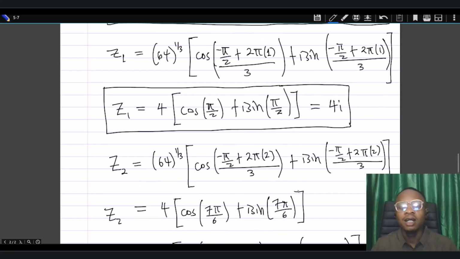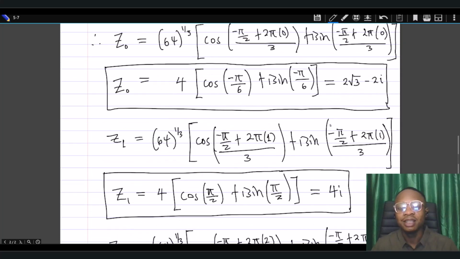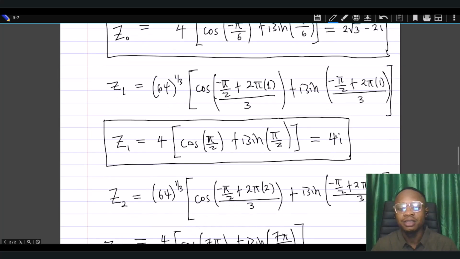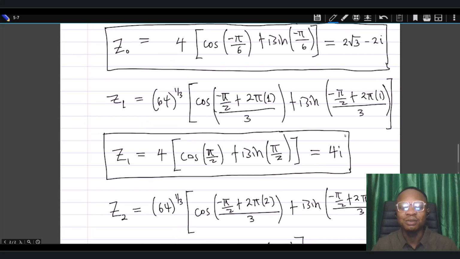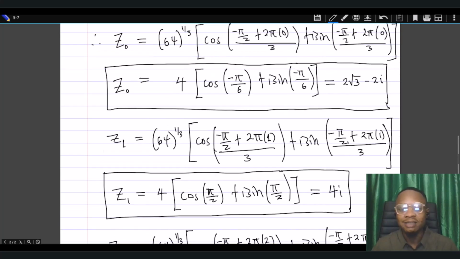And of course that is evident for this one. By the time we raise this to the power of 3, for instance, raise this to the power of 2, this will be 16, then i squared, and that is minus 16. Then when we multiply minus 16 by 4i, 16 multiplying 4 is 64. Then multiplying that by minus i, that gives you minus 64i. So it's evident that the cube of this is going to be minus 64i.